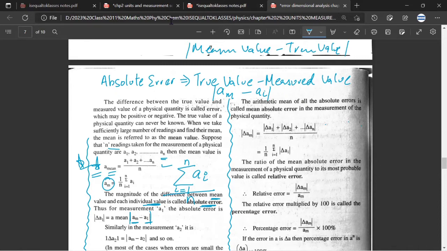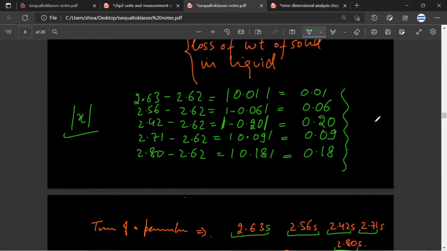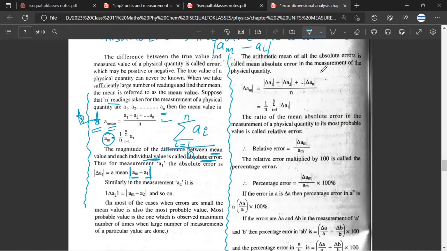Ms. Avantika, are we clear till here? Yeah. So what I have done in step number 2 is I have taken these individual differences of the observation from the mean value or the true value. Any doubt till here?